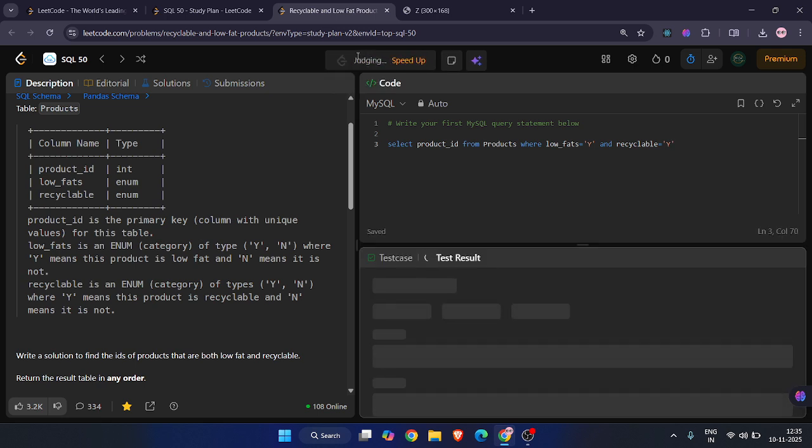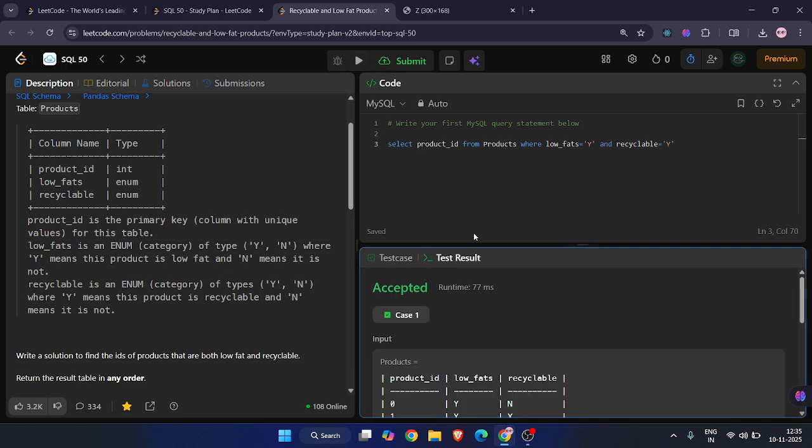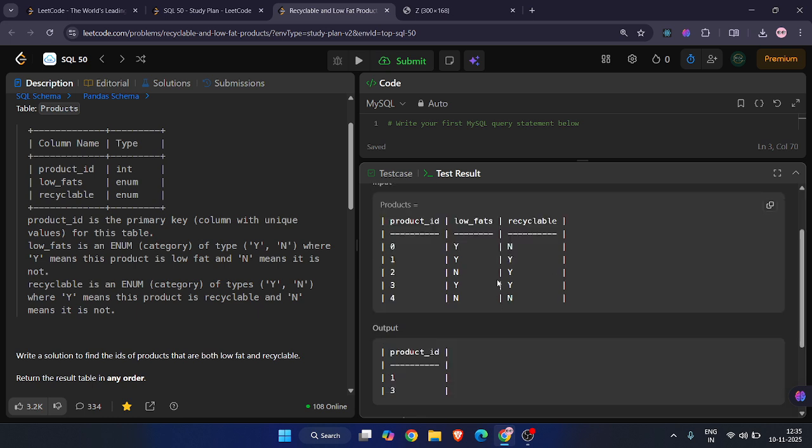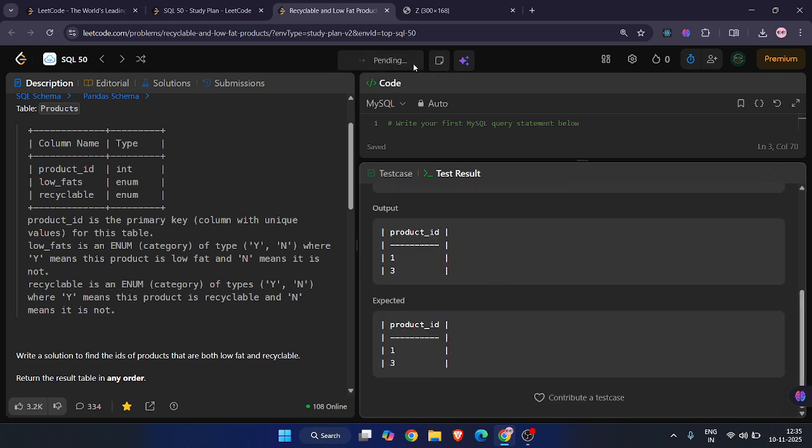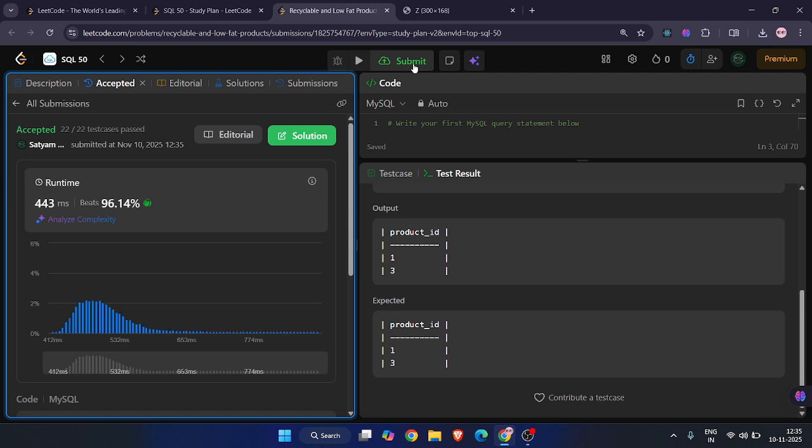Yep, so the solution is accepted. Let's submit this as well. Yeah, and that was our first question. I hope you got the logic behind it.